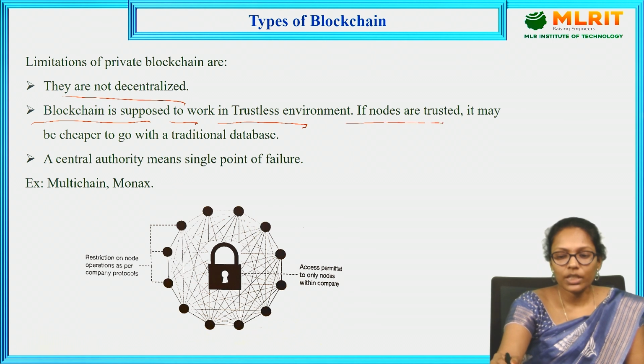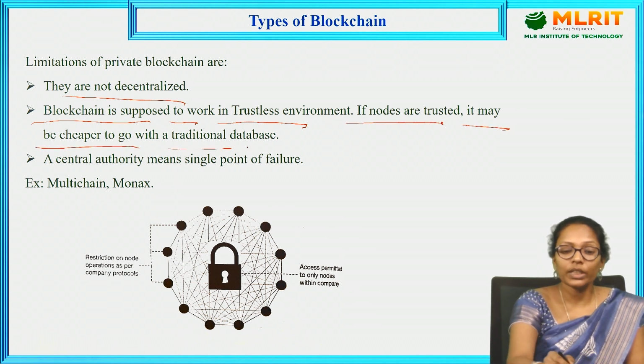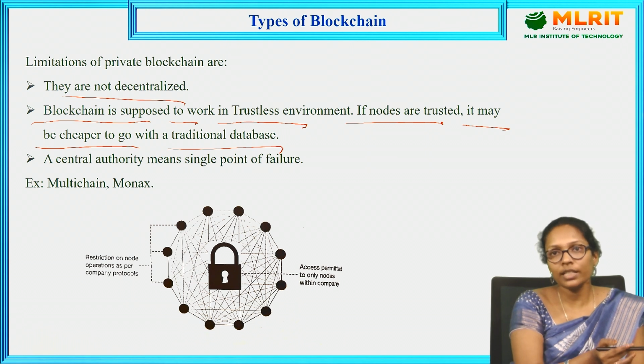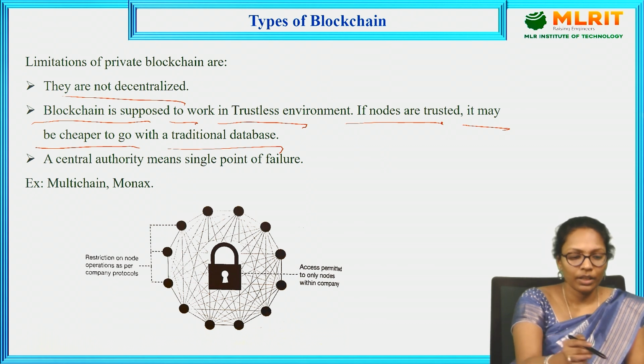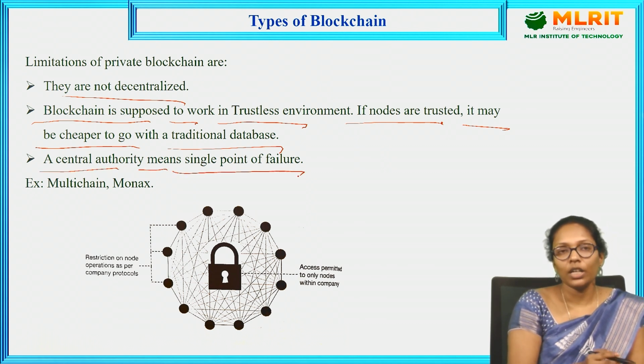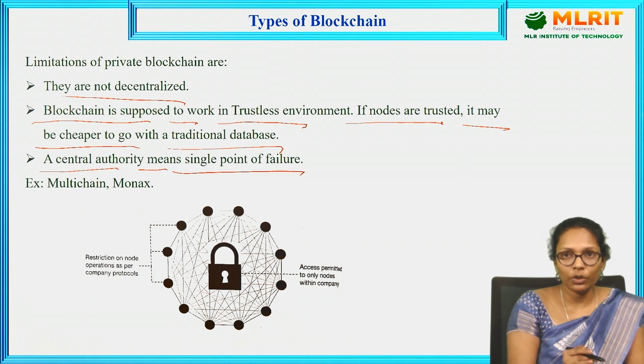If nodes are trusted, it may be cheaper to go with the traditional database. So instead of using a private blockchain, we can go with a traditional centralized database, where it takes less transaction cost. And a central authority means obviously it will be a single point of failure. The central authority is going to maintain the data. The data will not be distributed among the nodes. Even if some of the people maintain the nodes, not a single person, we still have a single point of failure here.